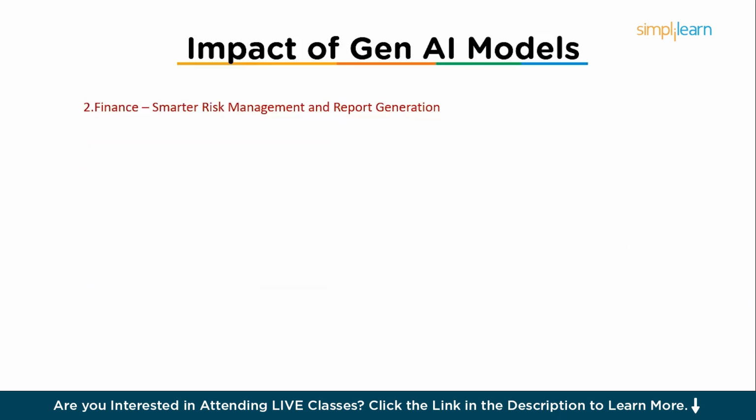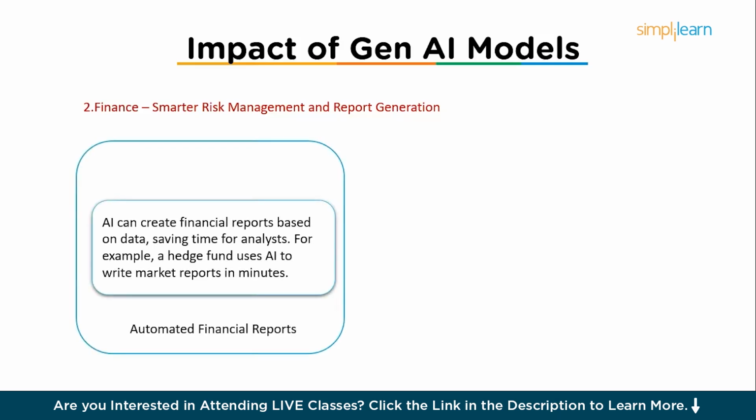So in finance, AI is making it easier to analyze data and detect the problems. The first one is automated financial reports. So AI can create financial reports based on data, saving time for analysts. For example, a hedge fund uses AI to write the market reports in minutes.